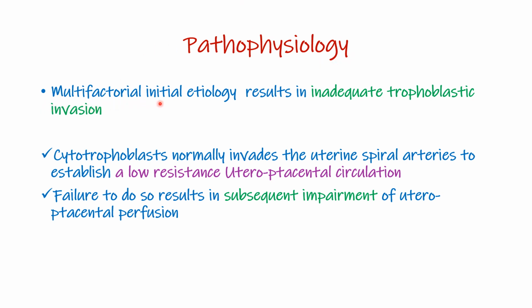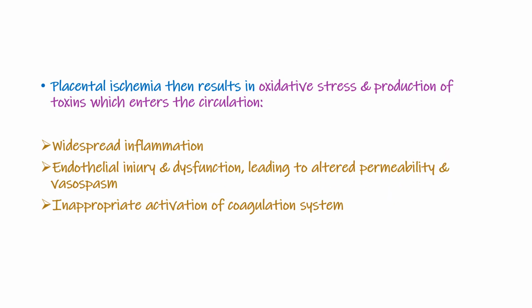Pathophysiology, it's a multifactorial initial etiology, as we mentioned before, which usually results in inadequate trophoblastic invasion. And the cytotrophoblasts, which normally invade the uterine spiral artery to establish a low resistance uteroplacental circulation, don't do so. So failure to do so results in subsequent impairment of uteroplacental perfusion. So now, because you have inadequate uteroplacental perfusion, you'll have placental ischemia, which then will result in oxidative stress and production of toxins, which now enter circulation.